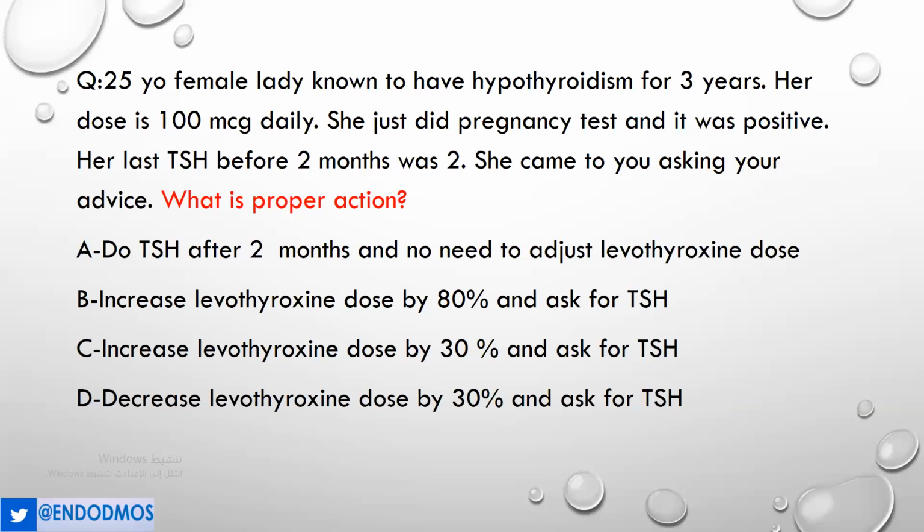A, do TSH after 2 months and no need to adjust levothyroxine dose. B, increase levothyroxine dose by 80% and ask for TSH level. C, increase levothyroxine dose by 30% and ask for TSH level. D, decrease levothyroxine dose by 30% and ask for TSH level. I'm waiting for your answers. I will give you a few seconds to think about it.